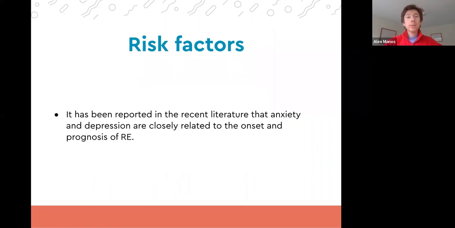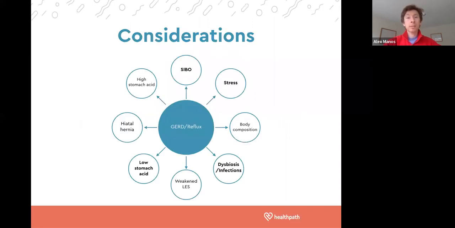And it has been shown quite extensively now that anxiety, depression, and stress are closely related to the onset and the prognosis of reflux esophagitis. So we have to be mindful of what's going on in our lives, of our mental and emotional well-being, as they really are strongly associated here. So these are things that we need to be considering.